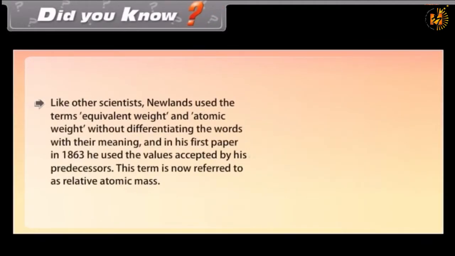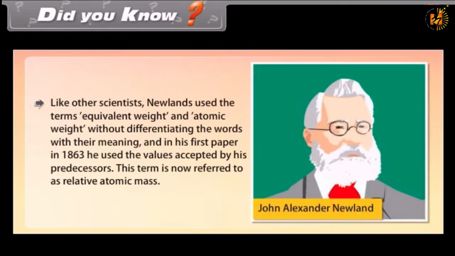Did you know? Like other scientists, Newlands used the terms equivalent weight and atomic weight without differentiating them by meaning, and in his first paper in 1863, he used the values accepted by his predecessors. This term is now referred to as relative atomic mass.